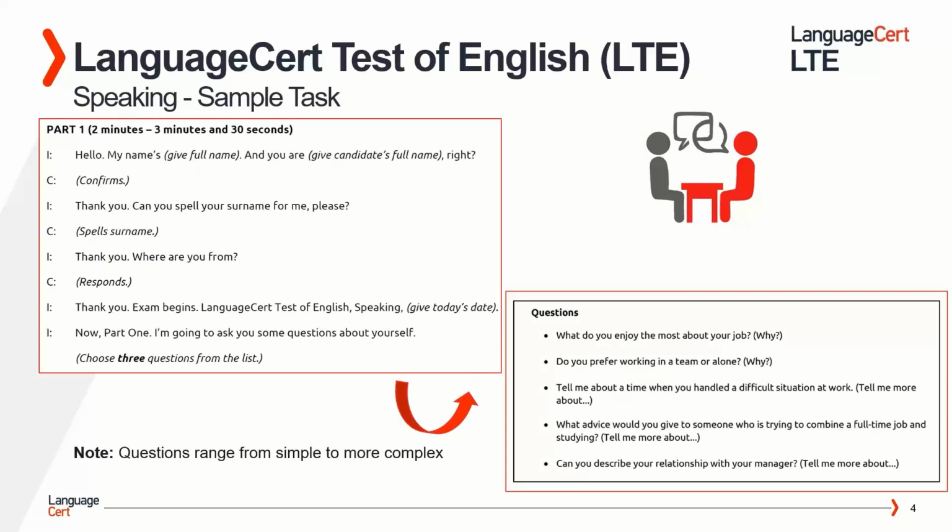Here are a few examples from all 3 parts. This sample is from Part 1, where the test taker is asked to share personal information and also express his or her opinions and ideas. After some initial questions which are not marked, the questions on the left, the test taker is asked 3 questions, similar to the ones on the right. Please note that each question is set at a different level. The interlocutor's questions will range from simple to more complex.